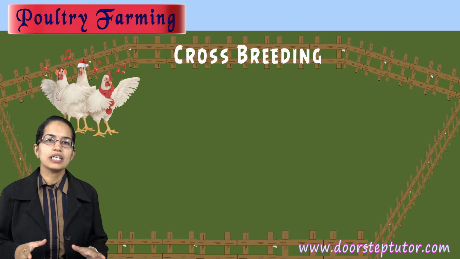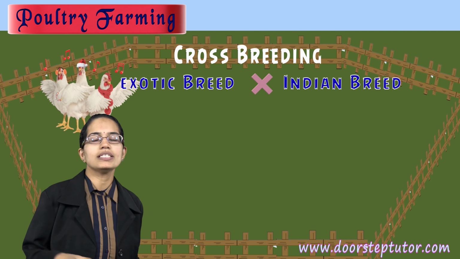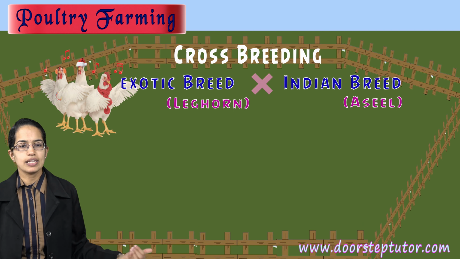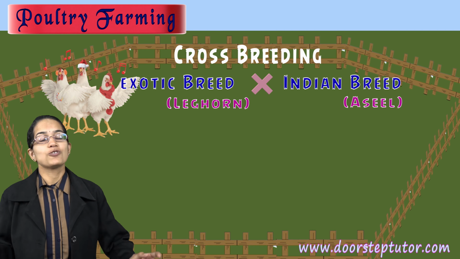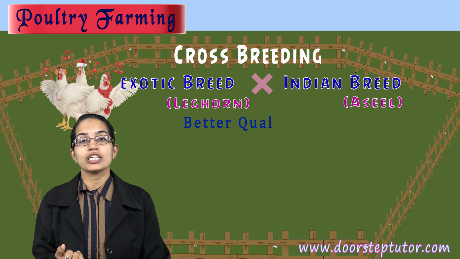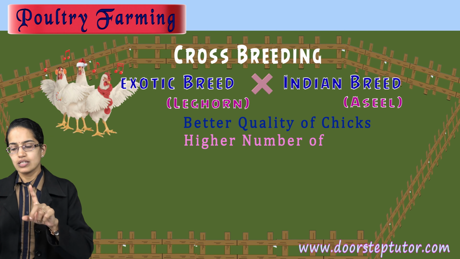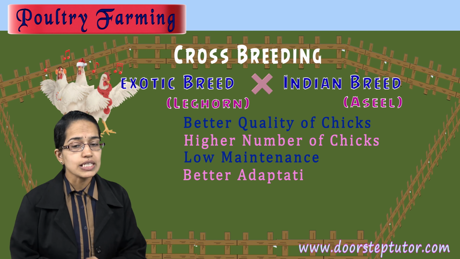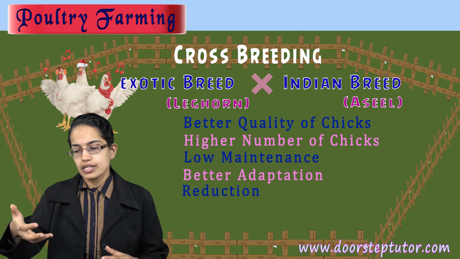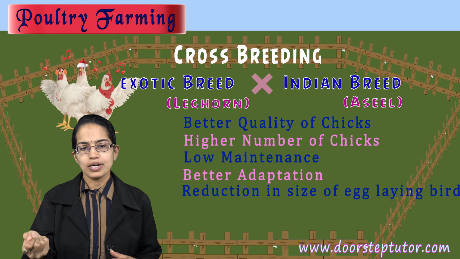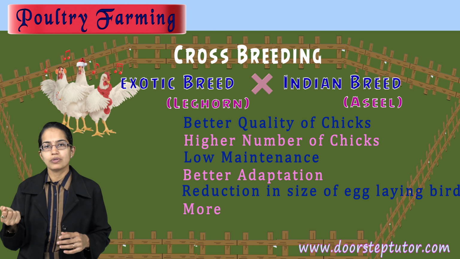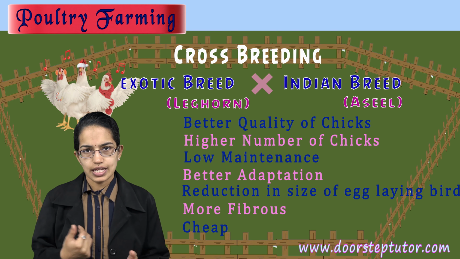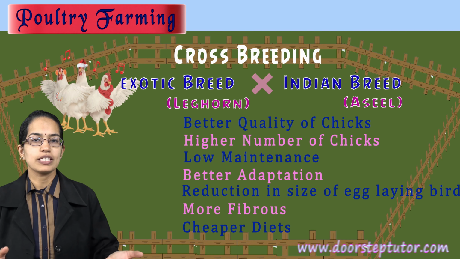Now for the cross breeding, again you have the exotic breeds as well as the Indian breeds that are there. The idea is again to bring in better quality of chicks, higher number of chicks, low maintenance that is required, better adaptability in the Indian weather scenario, reduction in the size of the egg laying birds, so that more fiber could be used and there could be cheaper diets that could be given, for a simple way to be explained.